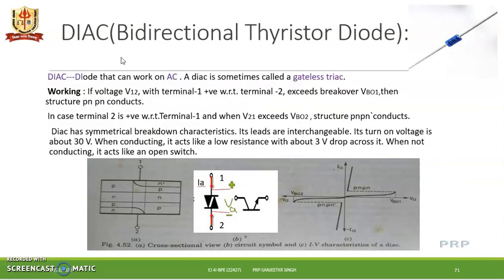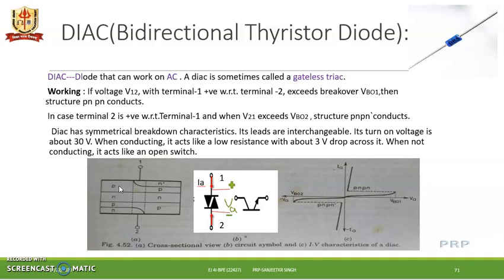The third device, the diac, is the bidirectional thyristor diode, and it is called diac because it is a diode that can work on AC, and it is a gateless triac because there is no third terminal like a triac. Now let's see the working.